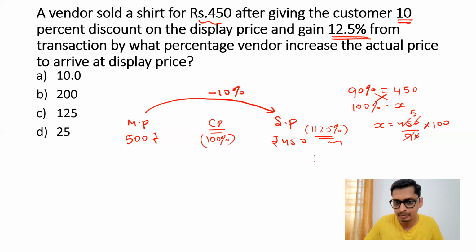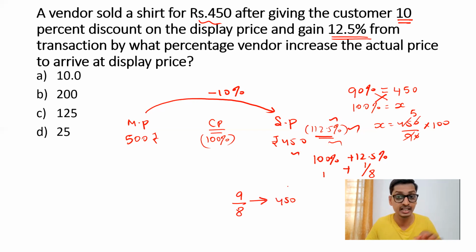That means 100% is 1. And what is 12.5%? So 12.5% will be 1 by 8. So 100 plus 12.5 is 112.5. So 1 plus 1 by 8 is 9 by 8. So you are selling for 9 by 8 of the actual cost price. That is 450, because 112.5 is 450, right? That is 9 by 8, which is 450 rupees.